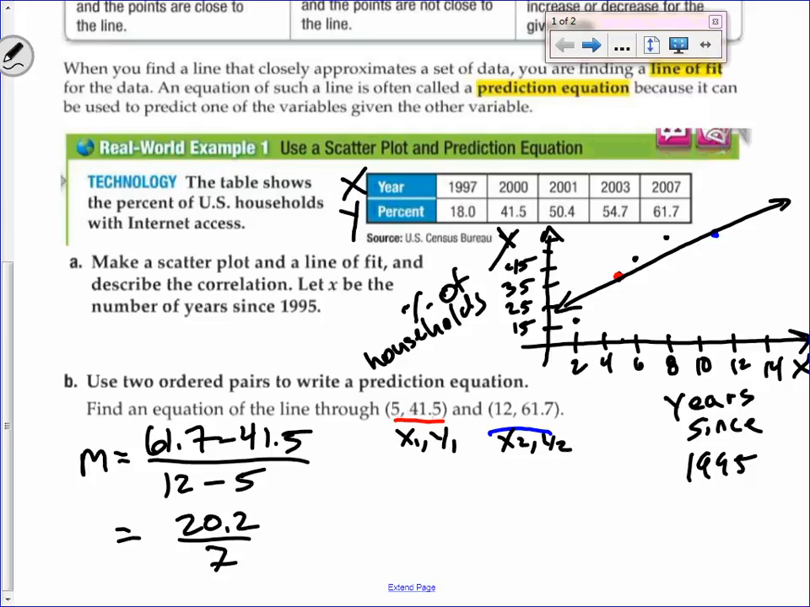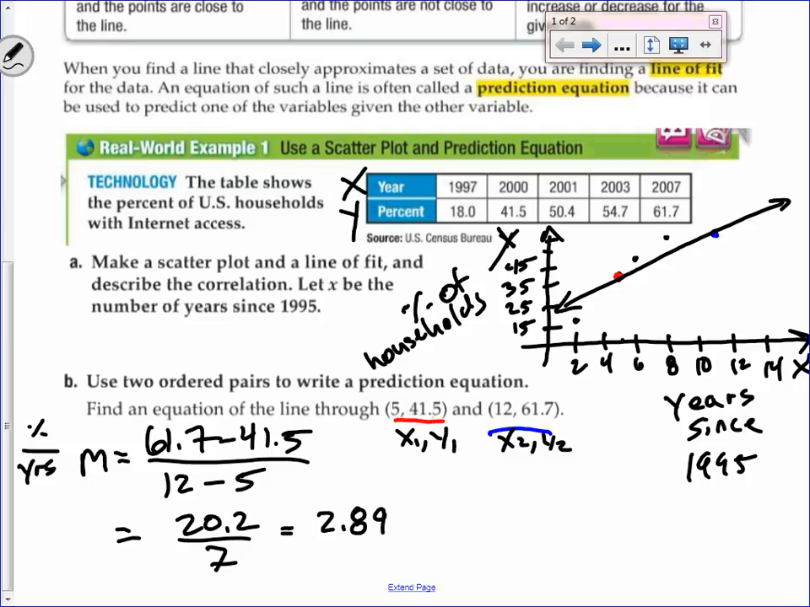So simplify to 2.89. Okay, and again, this was percent households already. We're looking at percent over time, over years. It looks like 2.89% a year. That's how much this is increasing. How many more people have internet access? That's not our prediction equation, though.